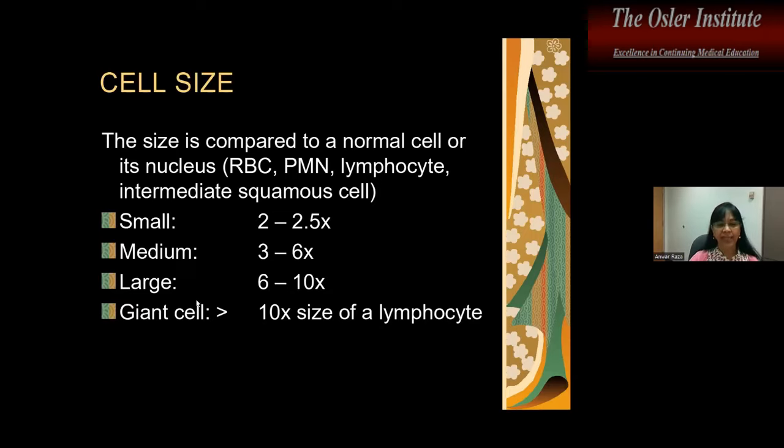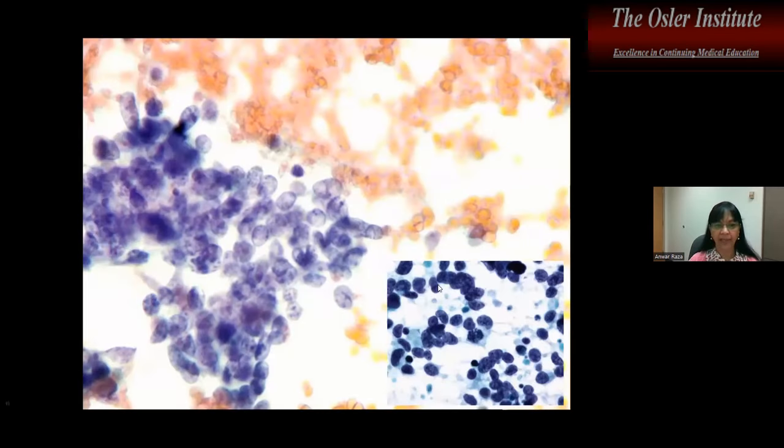So when we're saying this, even for example, for small cell tumors, small cell carcinomas, even though we're calling it small, they're about 2 to almost 3 times the size of lymphocytes, right? So these are some of the main basics.